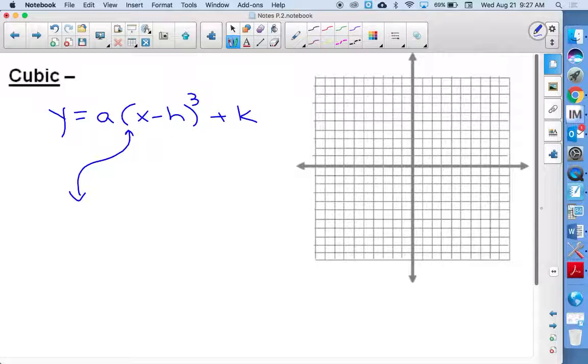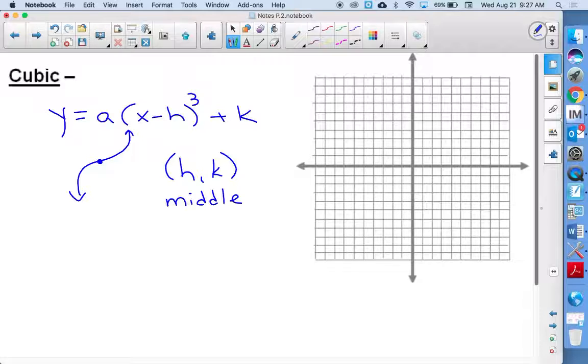So this still has an H and a K, but instead that's our middle point. That's the middle of the graph. So wherever the center of the graph is, where the one half goes up and the other half goes down.